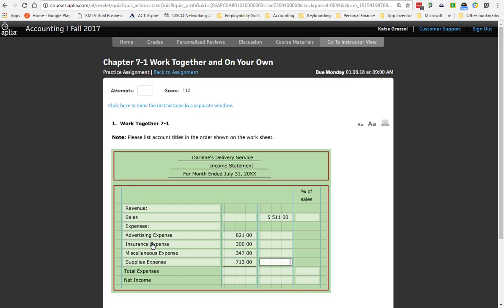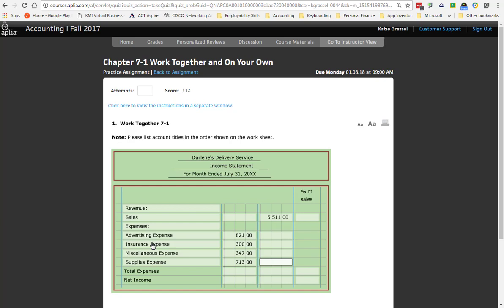So I have my 4 expenses listed here, advertising through supplies. You will notice when I put in my amount for supplies, the $713, Applia automatically put a single line underneath there. What we need to realize in accounting is when we see a single line, that indicates that we've done math, or we're going to be doing some type of math.